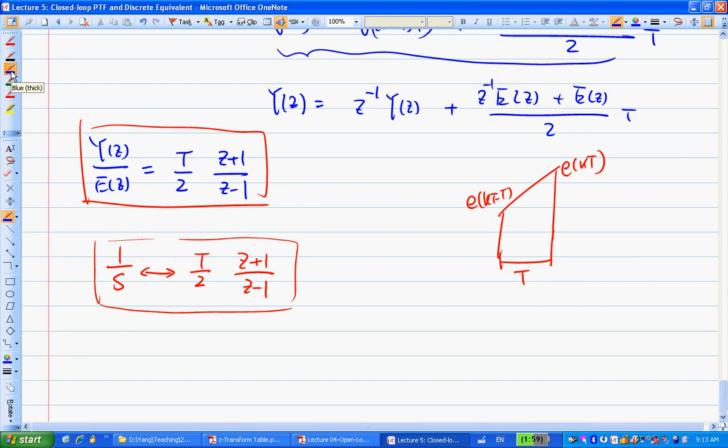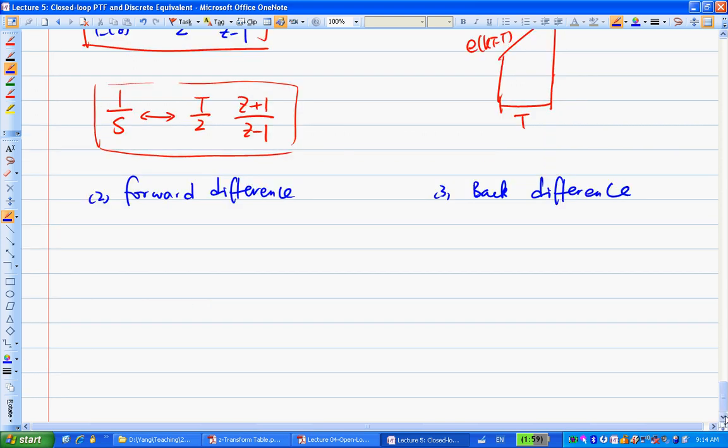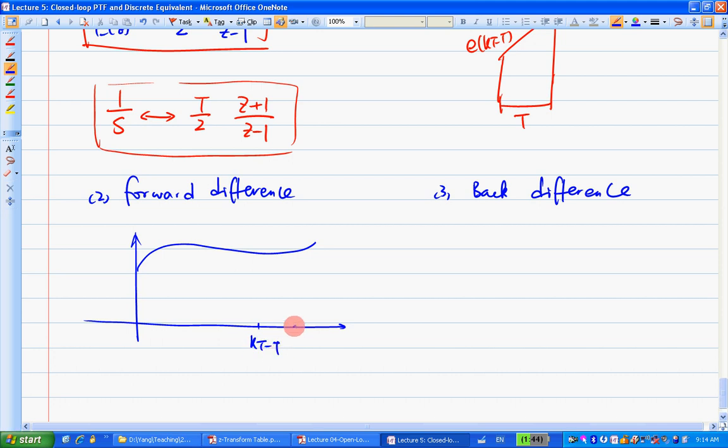And the other two are actually kind of simple. I'm going to note the symbol here, Tustin. The other two, one is called forward difference and the other backward difference. I'm not going to go into detail, but all the difference here is a matter of how you approximate the area underneath the curve. Forward difference is this. Here is KT minus T, here is KT, and this is T to 2T, for example. So how do you approximate the areas?